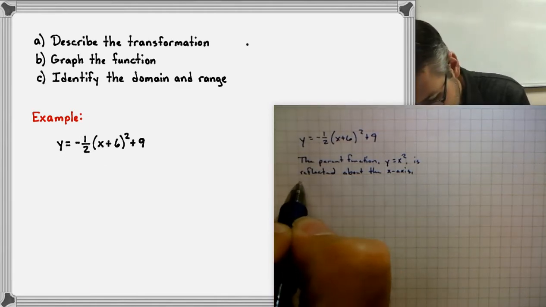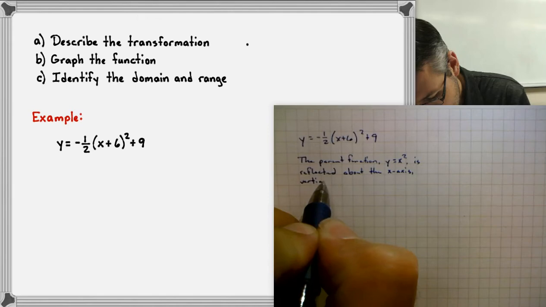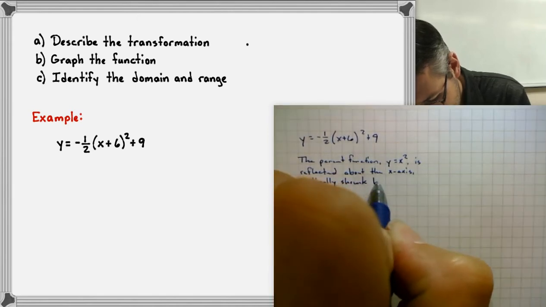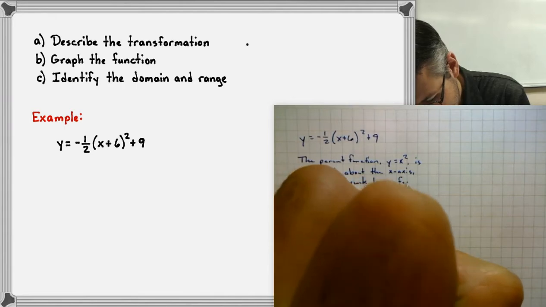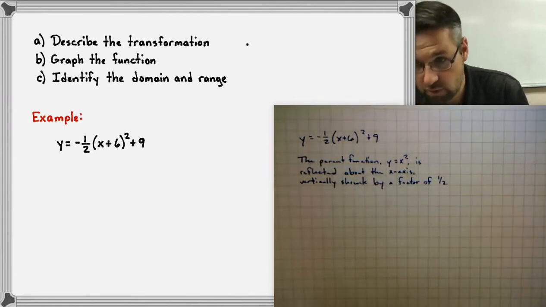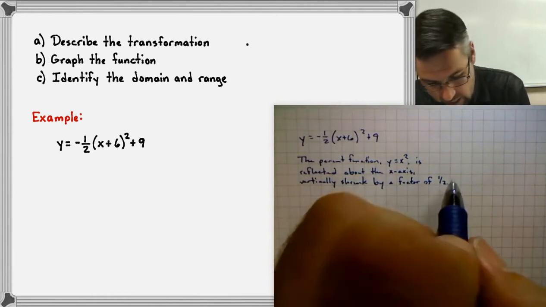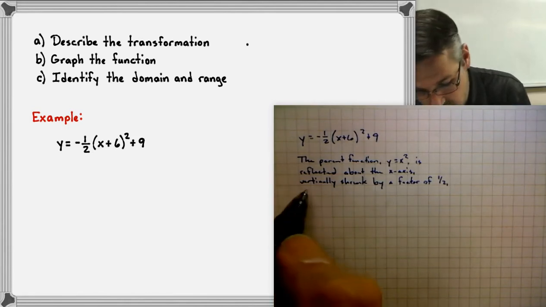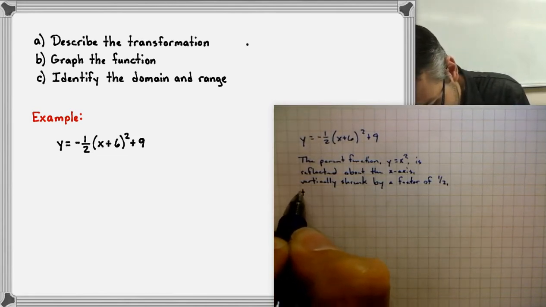So we would say vertically shrunk by a factor of 1/2, whatever the a value is the factor, okay? And then the last thing we look for is the vertex or the translation. So we would say shifted or translated.